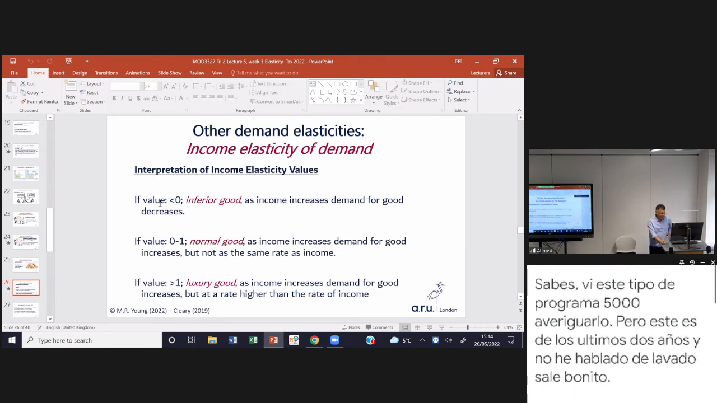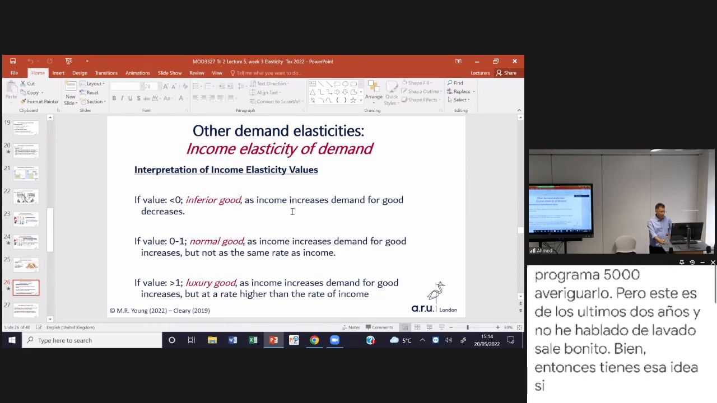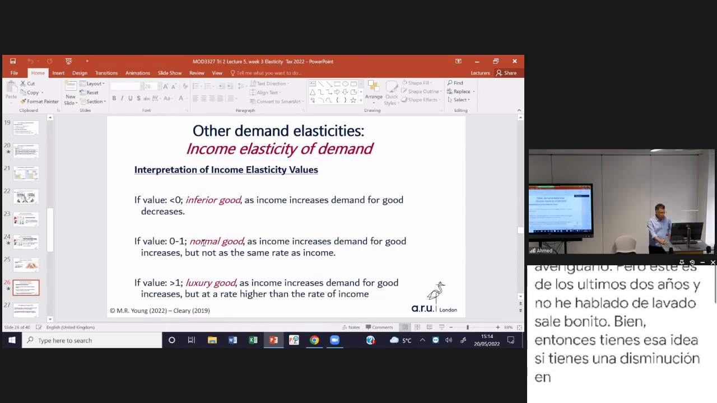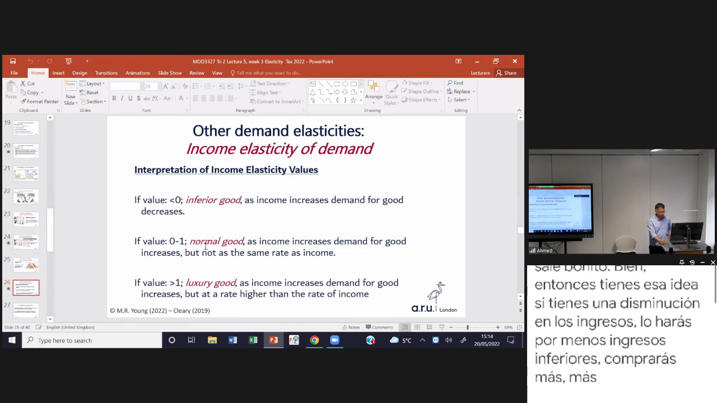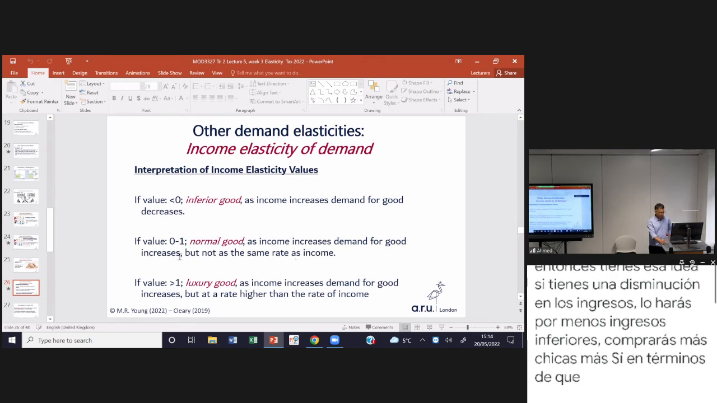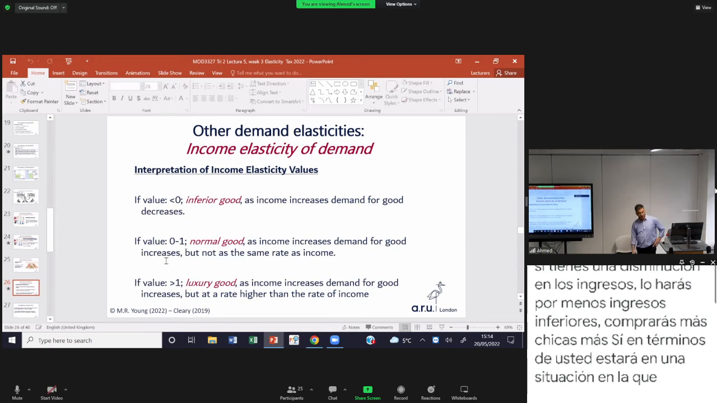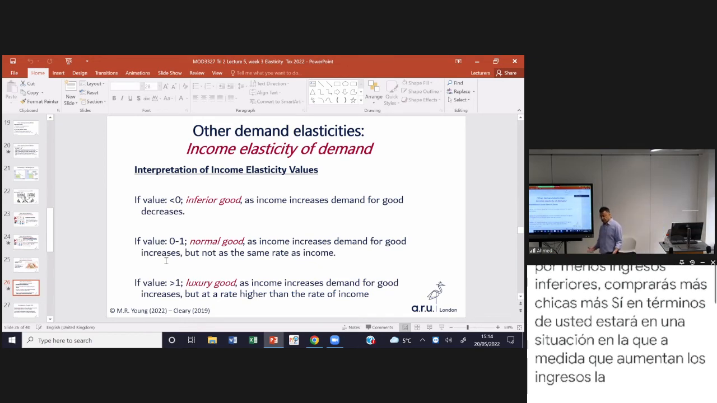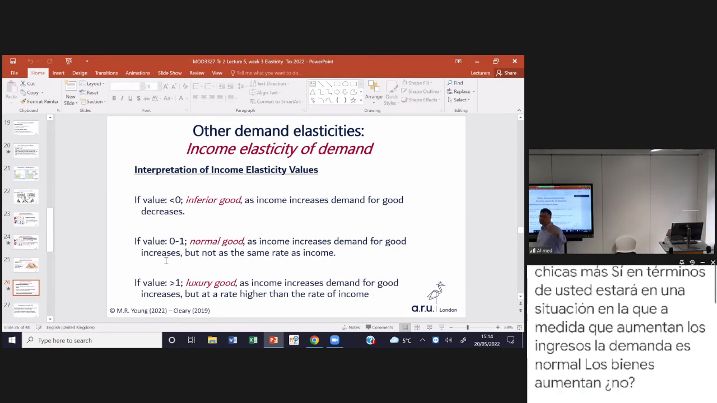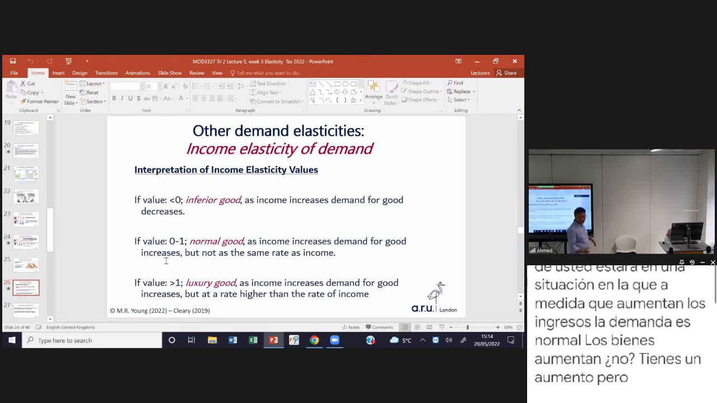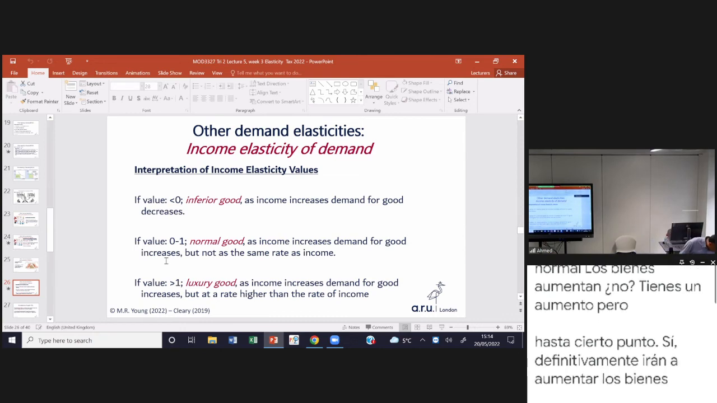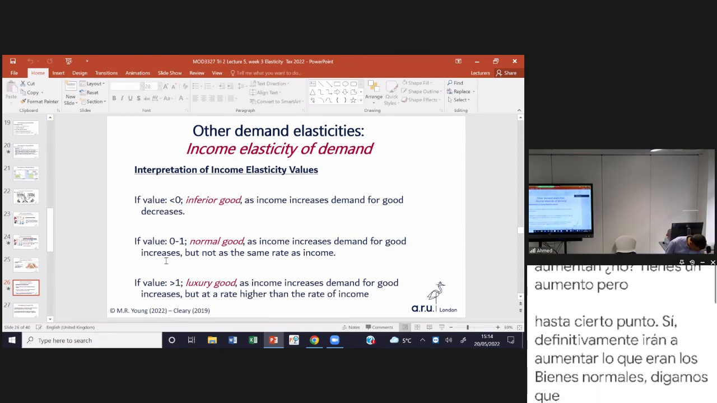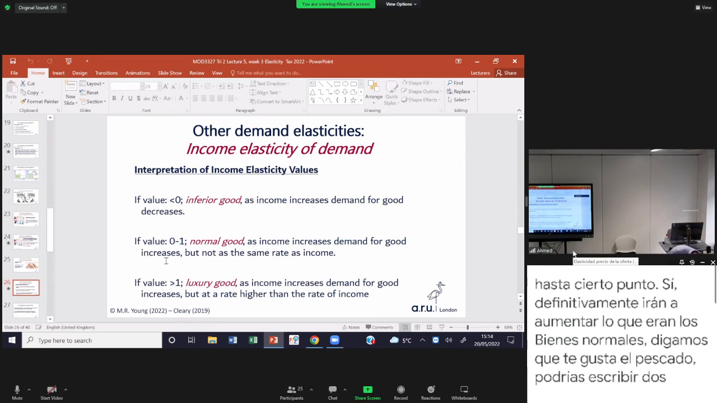Okay, so do you get that idea? If you have an increase in income, you will buy less inferior goods. You will buy more normal goods. As income increases, demand for these normal goods increases, right? It increases, but to a certain extent. Let's say you like fish, you might buy it 2 or 3 times a week if you have an increase in income.